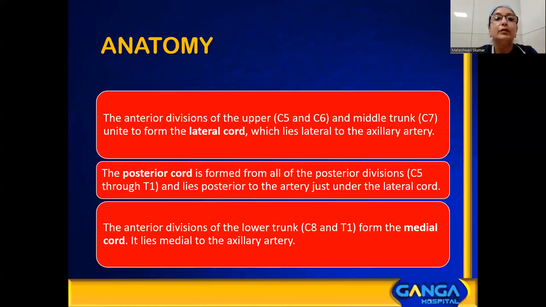Coming to the anatomy for this infraclavicular block, the anterior divisions of the upper and middle trunk, C5, C6, C7, unite to form the lateral cord, which lies lateral to the axillary artery. The posterior cord is formed by all the posterior divisions of C5 to T1 and lies posterior to the artery, just under the lateral cord. The anterior division of the lower trunk, C8 and T1, unite to form the medial cord, and it lies medial to the axillary artery.